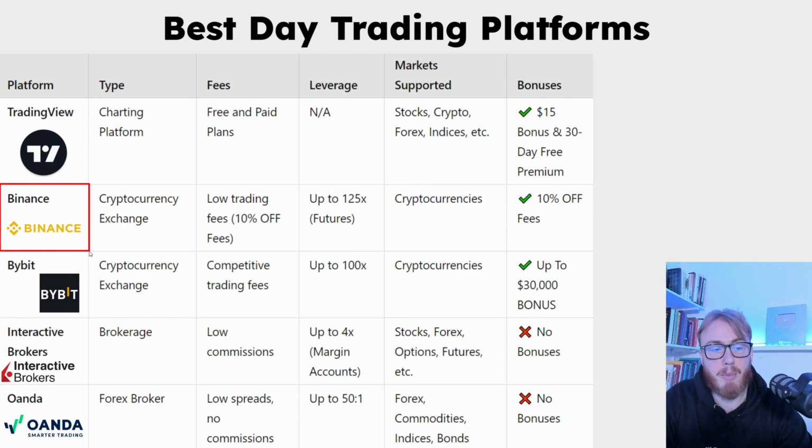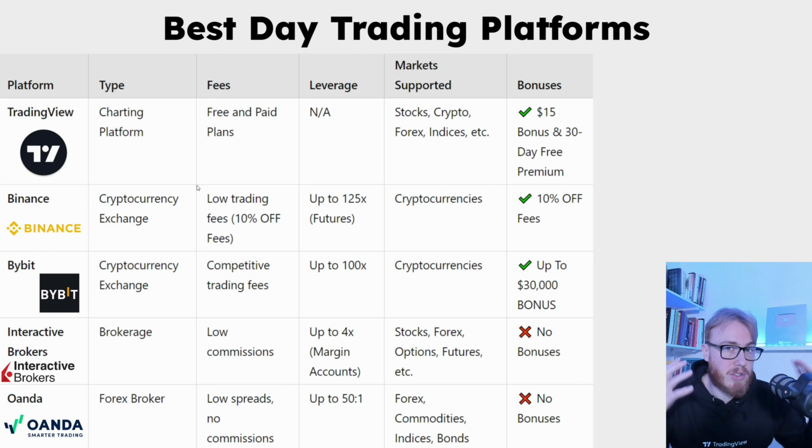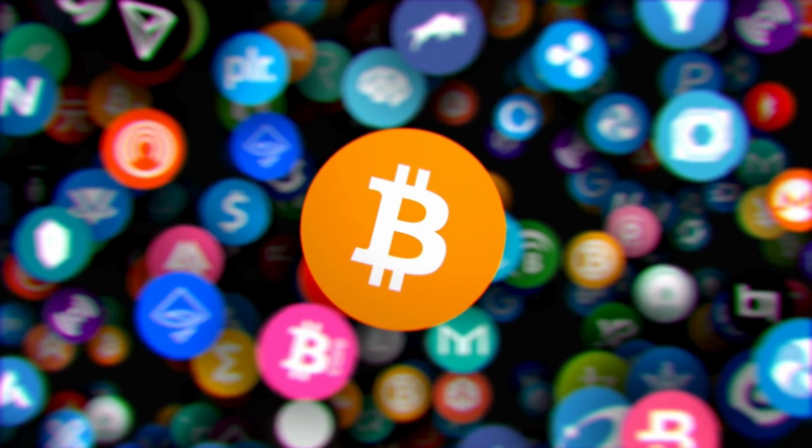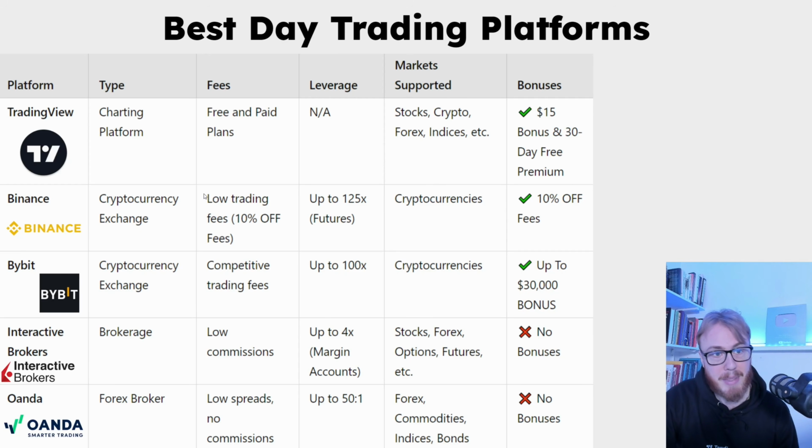The next platform I want to talk about is Binance. And Binance is a crypto exchange. And to be more precise, if I'm not wrong, Binance is actually the biggest crypto exchange in the world. And there are tons of other good benefits about the platform. One thing is that Binance has hundreds of cryptocurrencies that you can choose between to trade. And another big bonus here is that Binance has low trading fees.